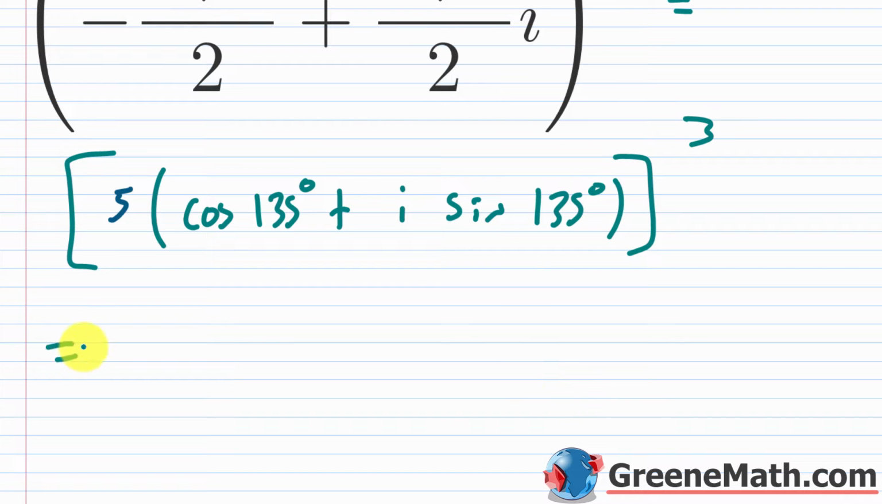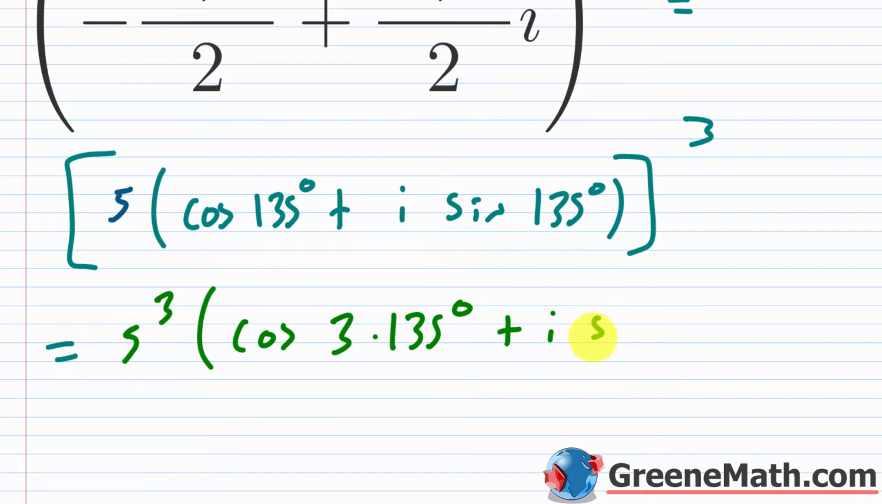Okay, let's put equals here. And now we can just find our answer. So this 5 right here is going to be cubed. We know that's 125. I'll replace that in a moment. So this right here would be the cosine of 3 times 135 degrees plus i times the sine of 3 times 135 degrees. Let me close that down.